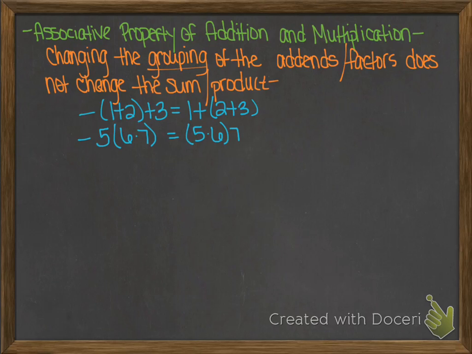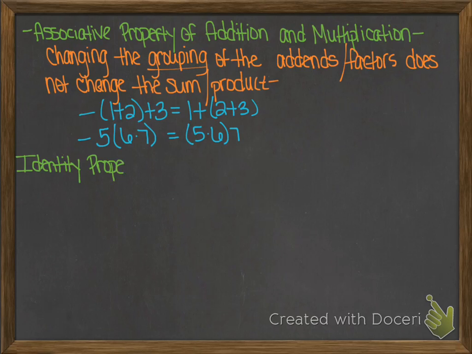Looking at a multiplication example, 5 times the quantity 6 times 7 is equal to the quantity 5 times 6, then times 7. Again, our order of our numbers stayed the same, 5, 6, 7, just rearranging those parentheses.